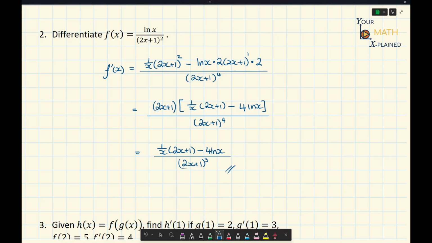The important part of this is as long as you're able to identify the chain rule inside of the quotient rule or the product rule, then you're on the right track.